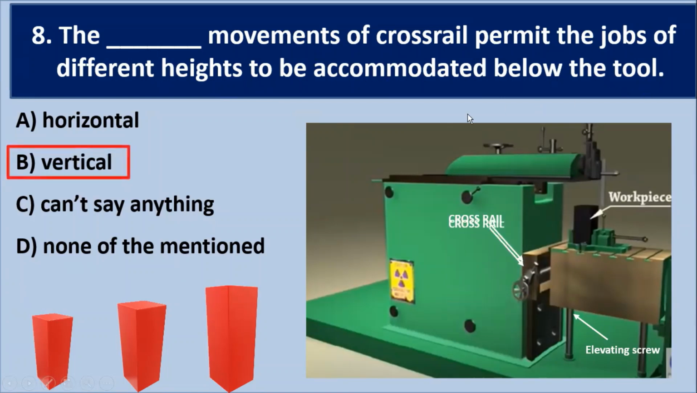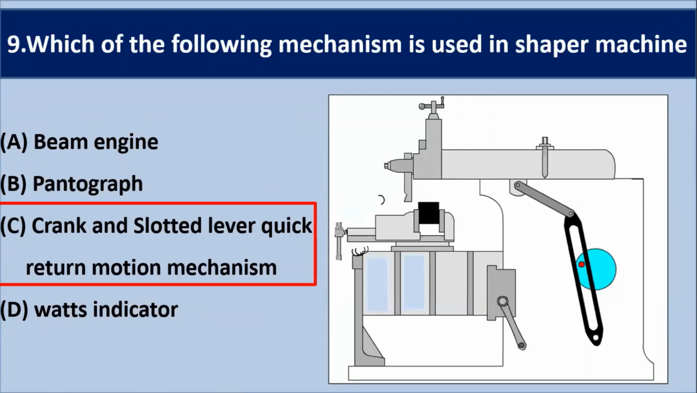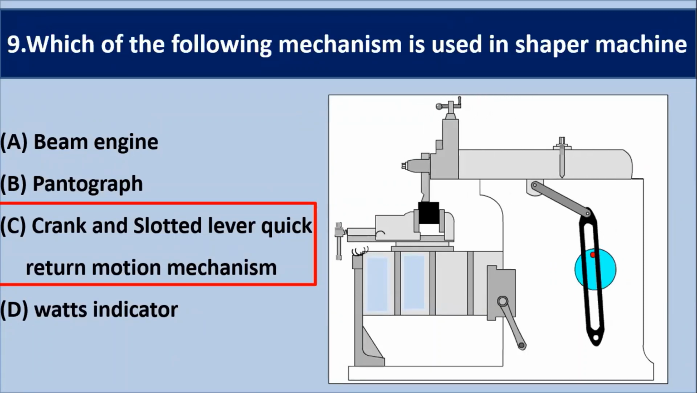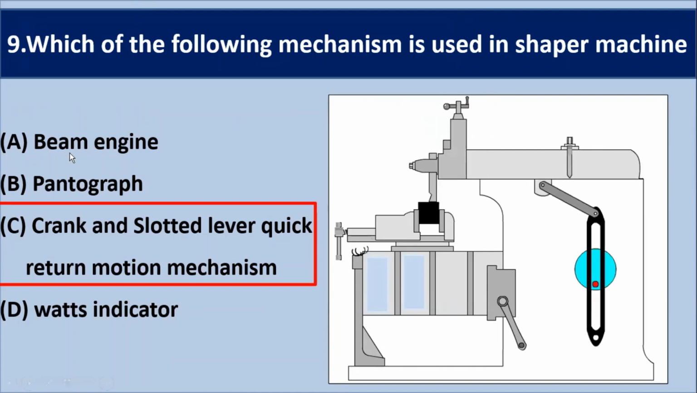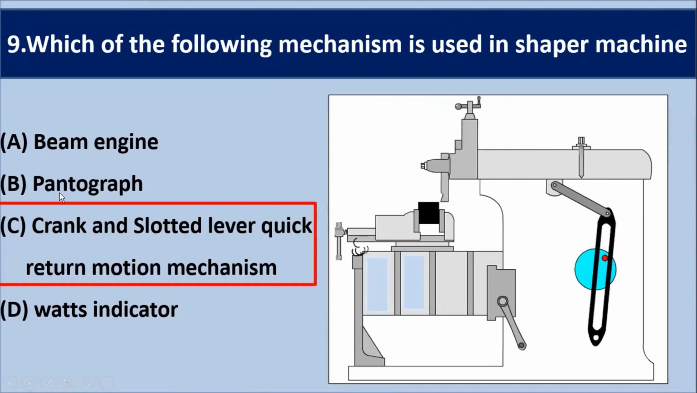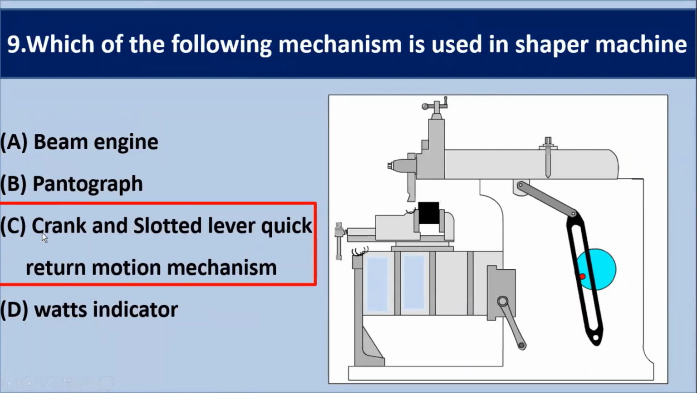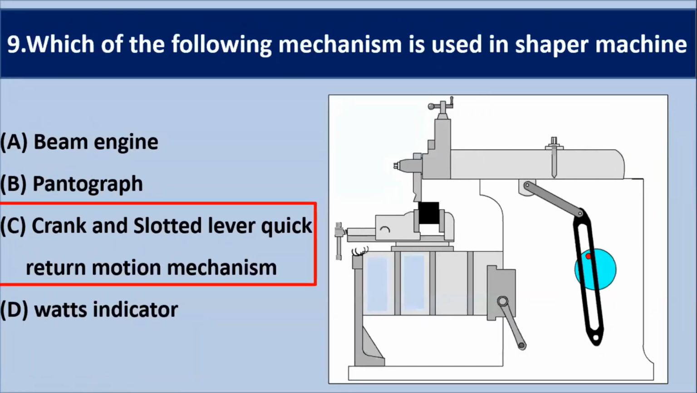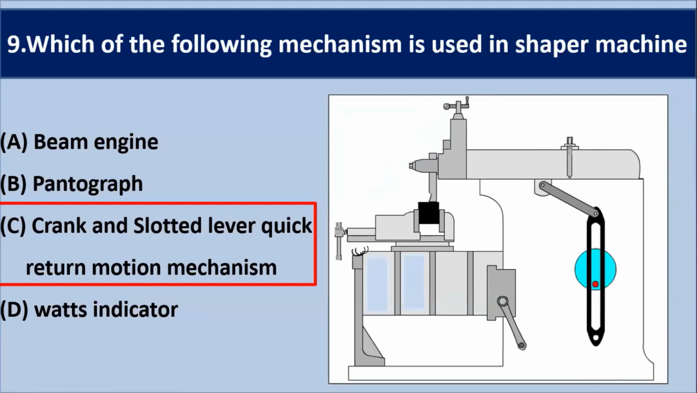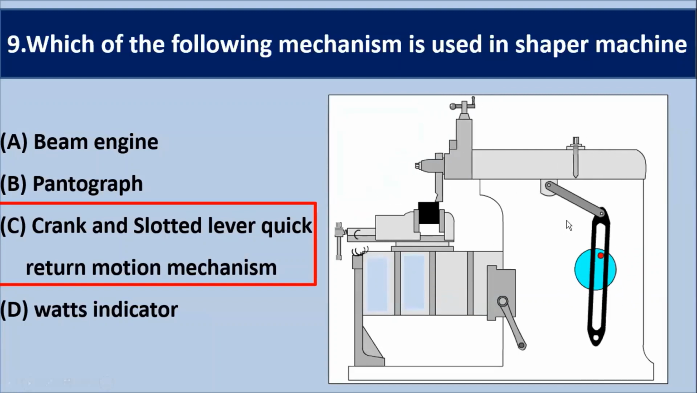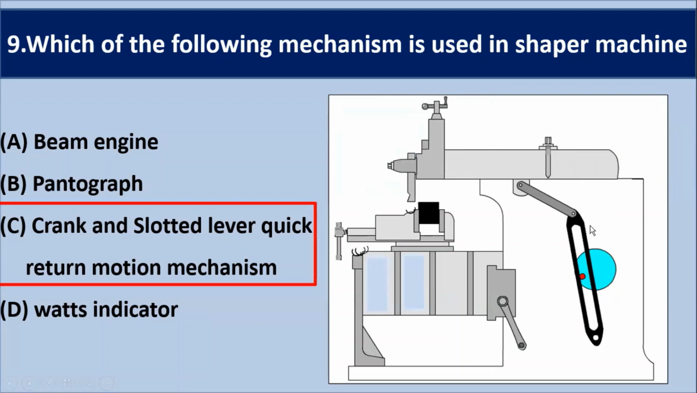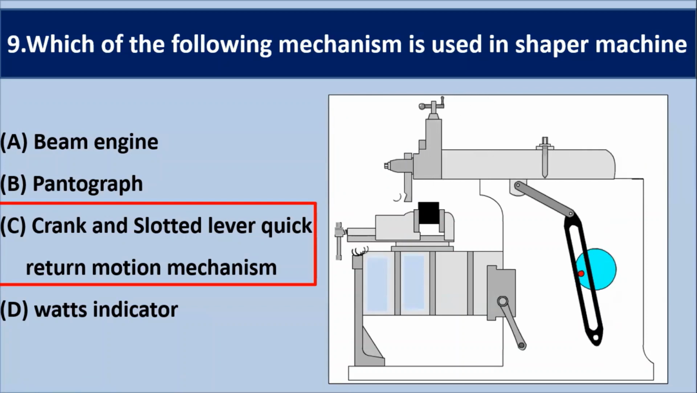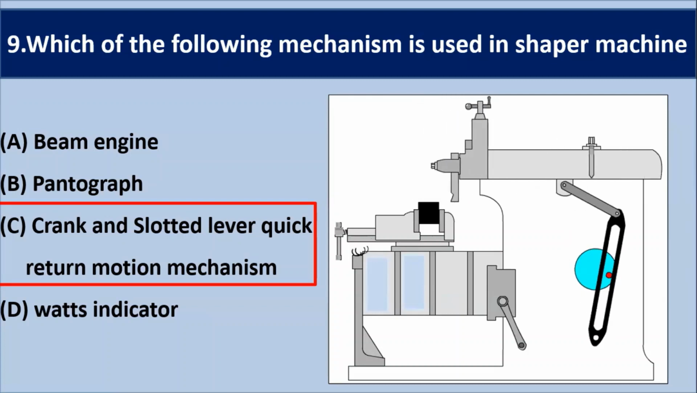Our next question is, which of the following mechanisms is used in the shaper machine? You can see there are different options: beam engine, pantograph, then the crank and slotted lever quick return motion. From this diagram, it is clear that we are using the crank and slotted lever mechanism in the shaper machine. And that's why our answer is C.